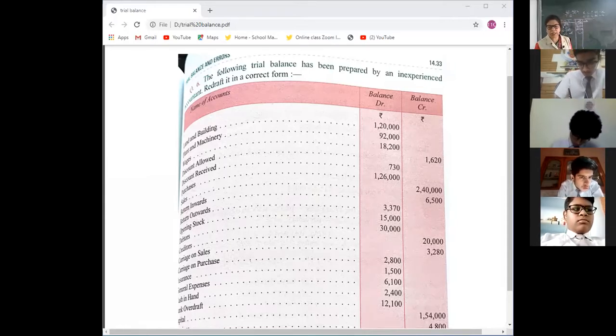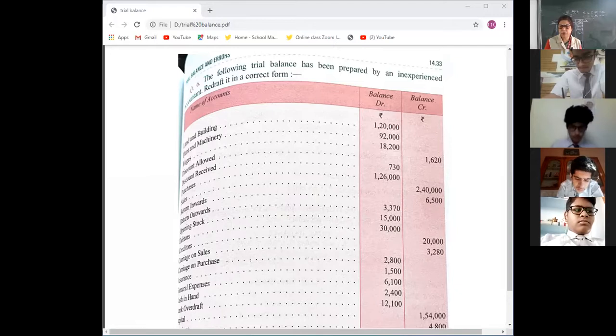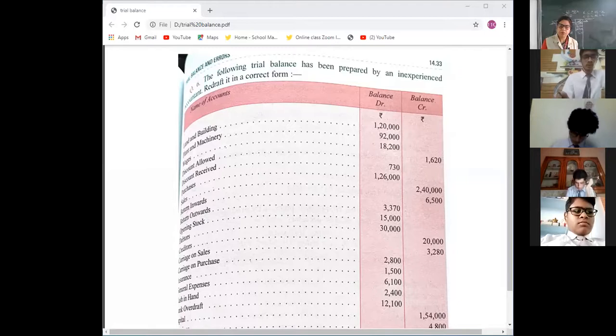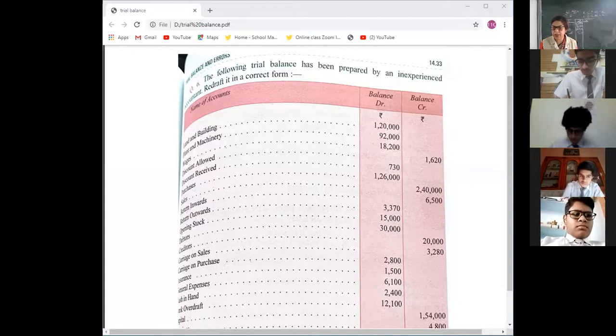Noel John, who will tell us the total of both the sides. Noel John. And then return inward is given wrong here. Return inward means sales return, that should be in debit only. Return outward, that is purchase return. Purchase return should be in credit side. Noel John, are you making? Tanish, you will give us the answer of total of debit side now.